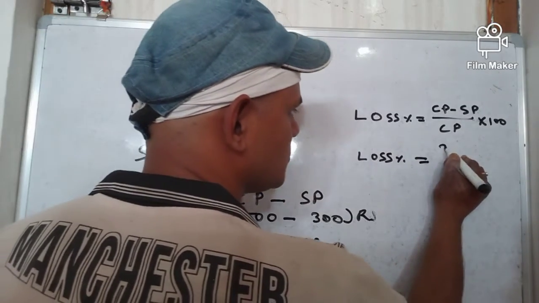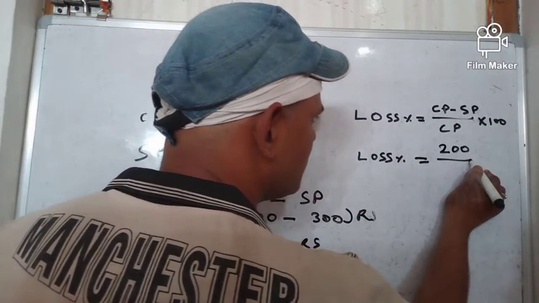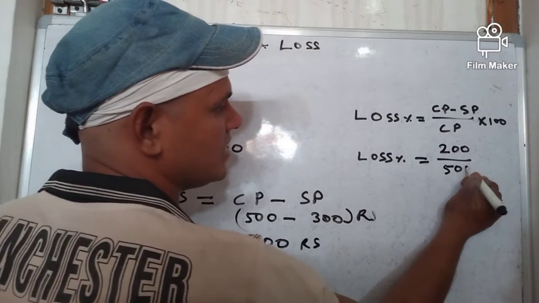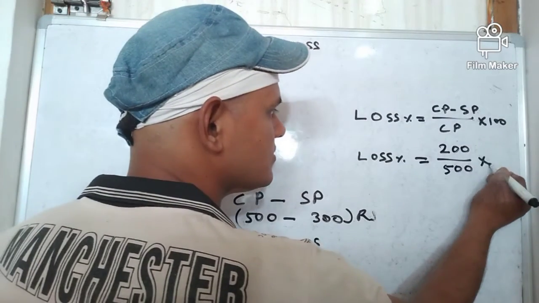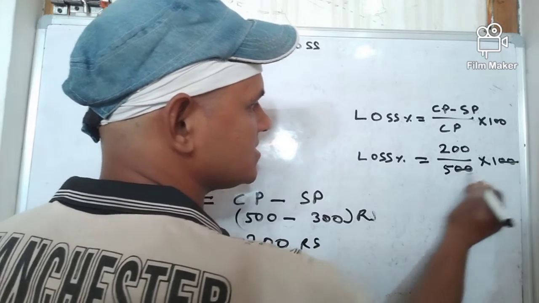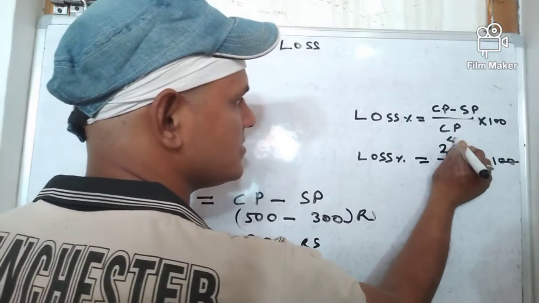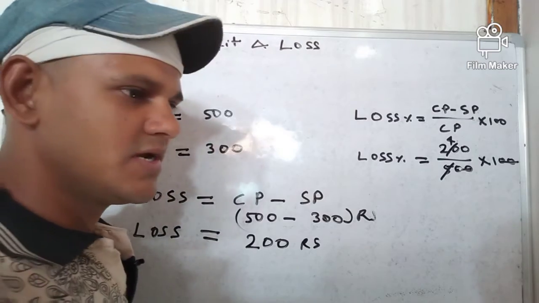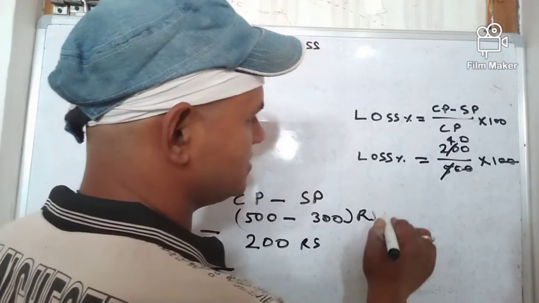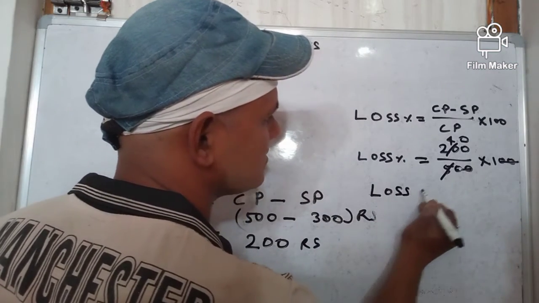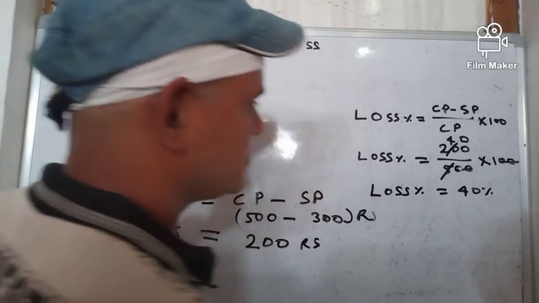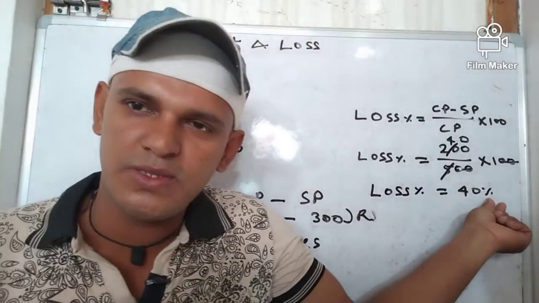So keep here 200 by CP. CP is given 500, so keep 500 and into 100. Zeros cancel, 5 fours are 20, and 0 comes here. So loss percent equals 40%. So 40% is the answer to this question.